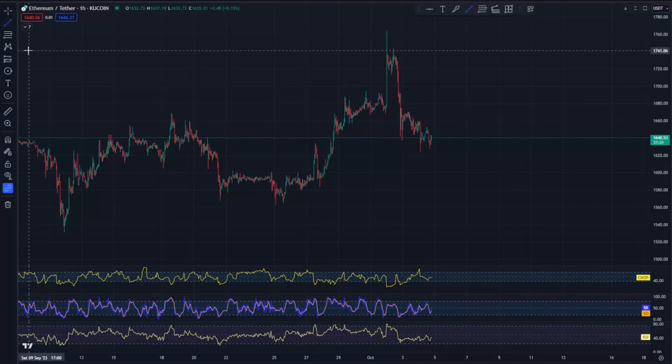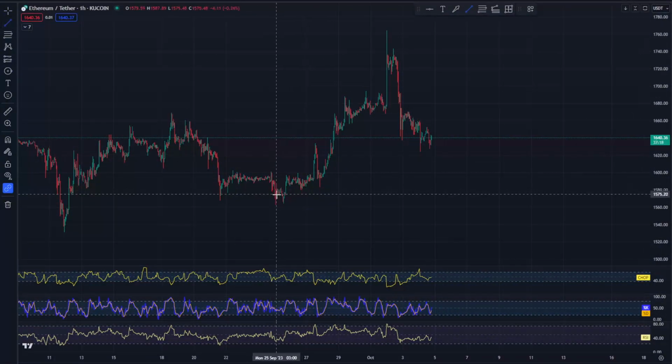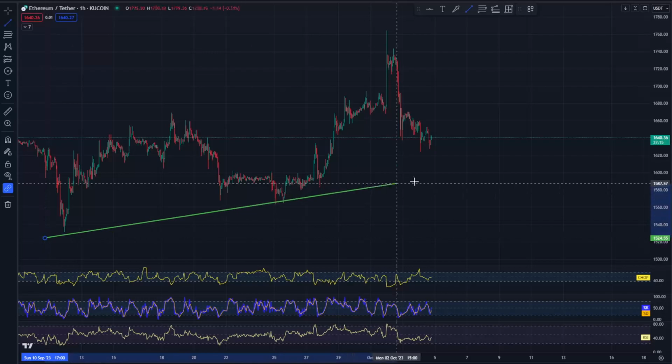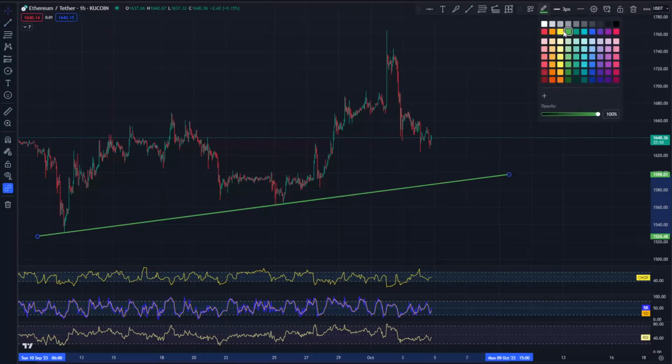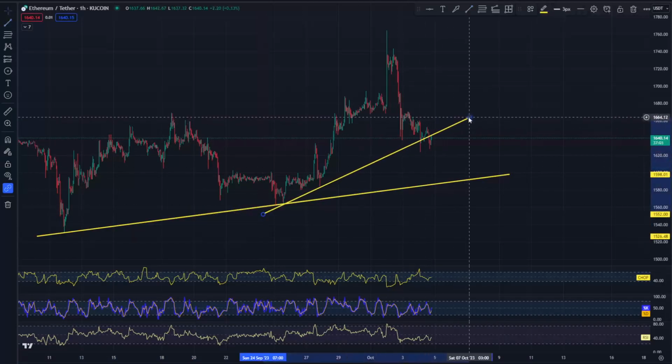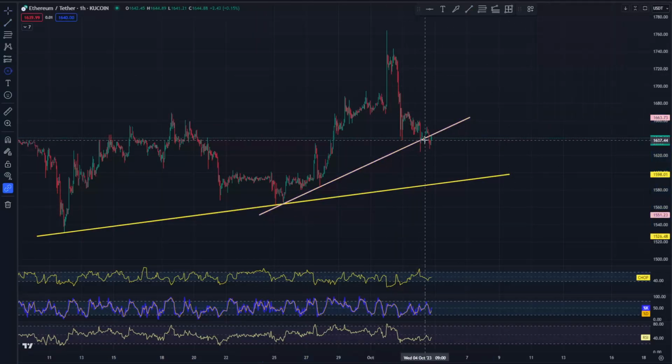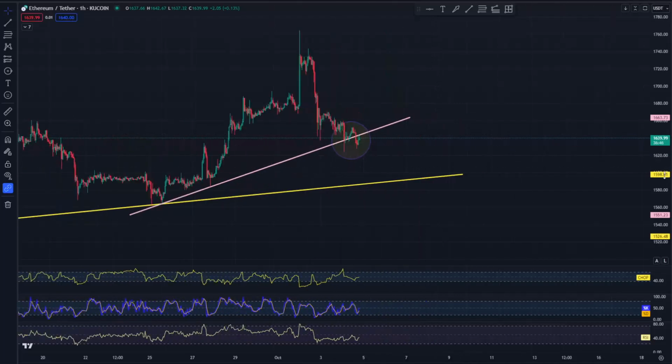Third, we will check the ETH chart on a 1-hour time frame. First, we will mark the main upward trend line. But locally, it is worth marking a second line at which you can see how the price is struggling to stay there.